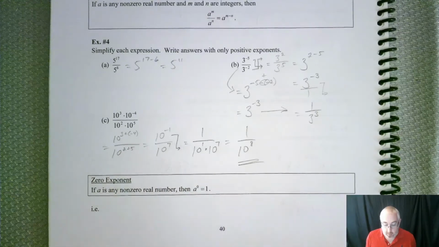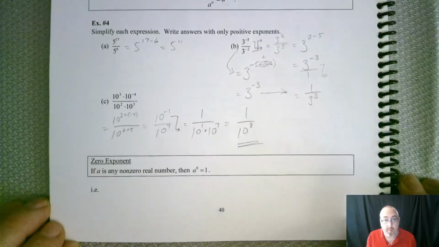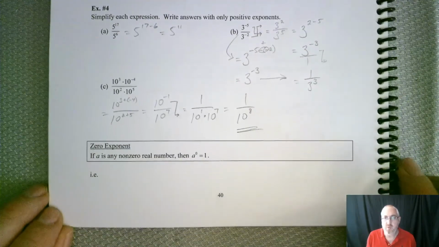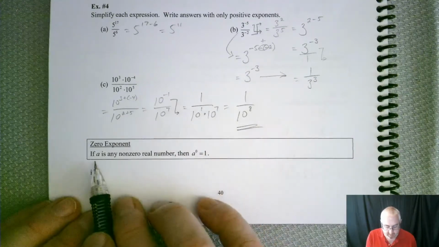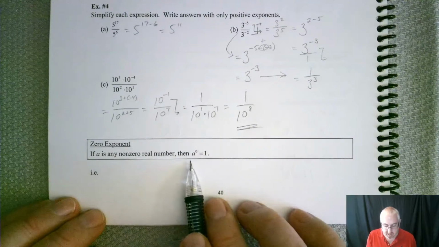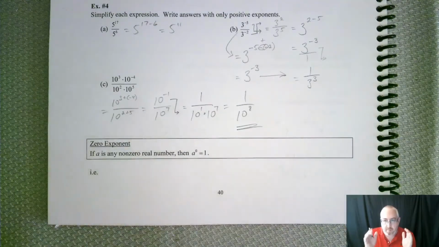So, okay. Now, the next rule or property is the zero exponent rule. And this one is just kind of a silly one, but it's important as well. If a is a non-zero real number, then a to the 0 equals 1. So no matter what base you have, as long as it's not 0, if you raise it to the 0 power, you get 1. The big question is why?